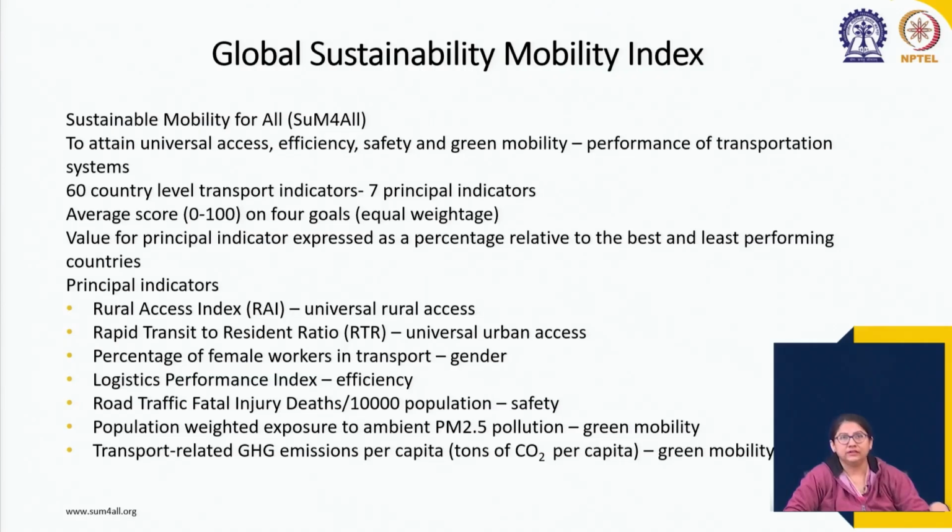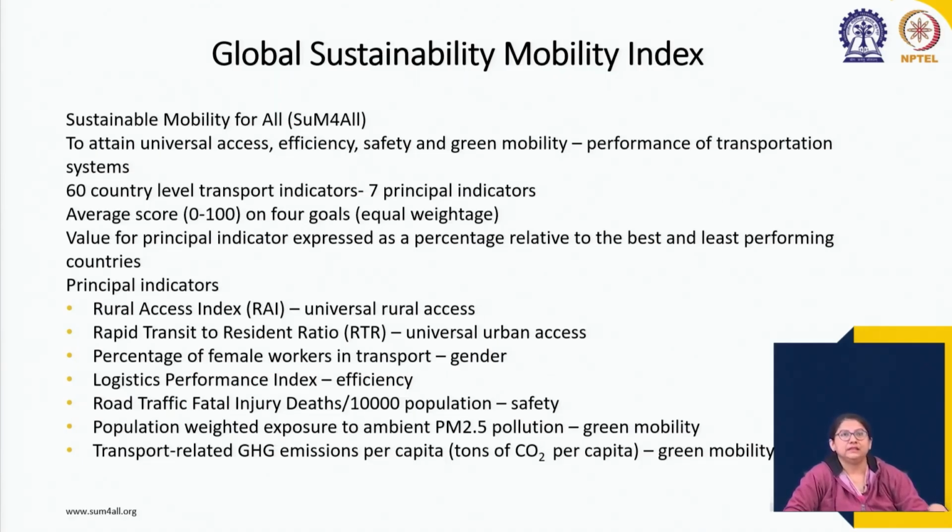efficiency and green mobility. Each indicator is scored between 0 to 100 on the 4 goals, where all 4 goals have equal weightage. The measurement of indicators in terms of these 4 goals are more related to the principal indicators in comparison to all the indicators that are present.